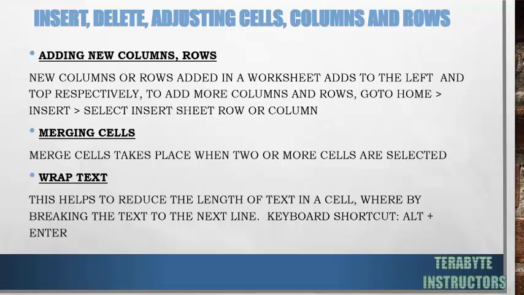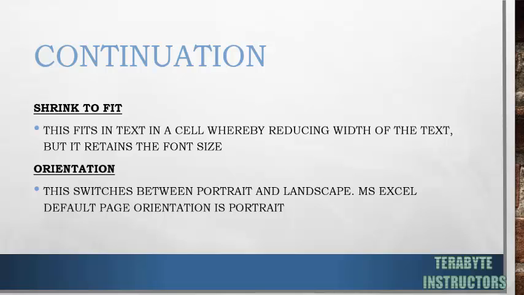Now, for merging of cells, merging works when you select two or more cells together to become one cell. Wrap text is used to reduce the length of the text in a cell. If you don't want to use the button on the Home menu, you can use what we call Alt+Enter. But make sure your blinking cursor is active so that you can wrap your text using Alt+Enter.